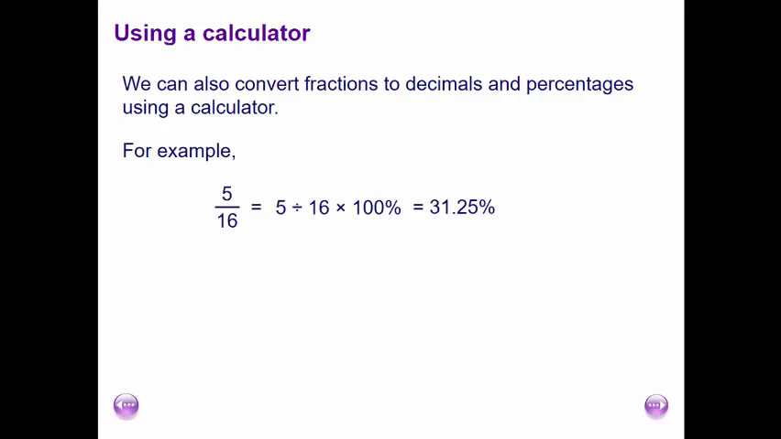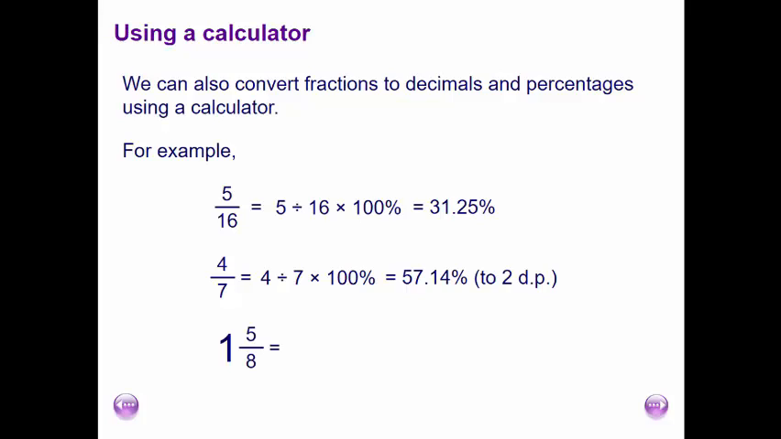So we can also do this with a calculator. For instance, if we wanted to convert 5/16 into a percentage, we would divide 5 by 16 and then multiply the result by 100. The last one there is where we've got more than 100%. So we have to convert it into a top-heavy fraction. We multiply 1 by 8 and add 5, 13 over 8, and then multiply it out. So if it's more than 1, then we're going to have more than 100%.